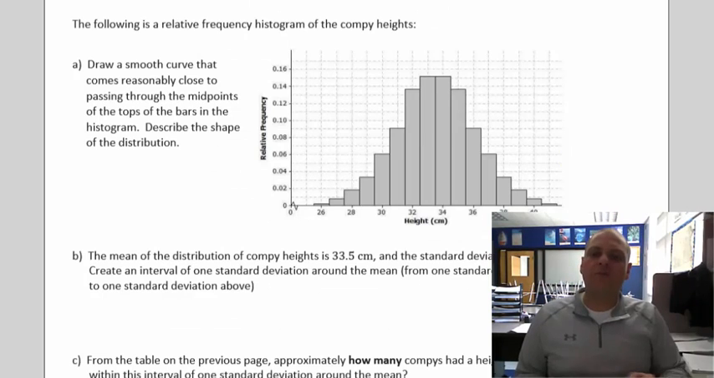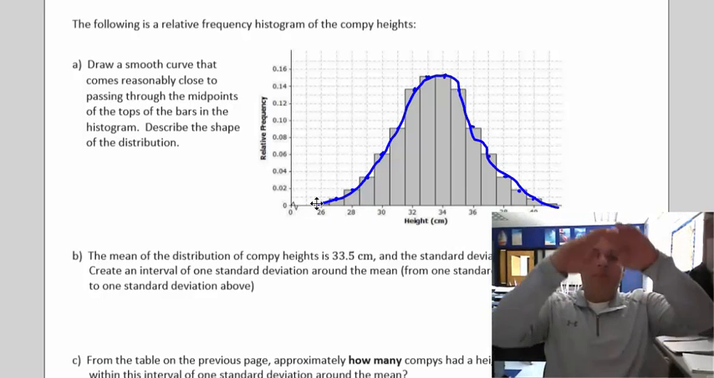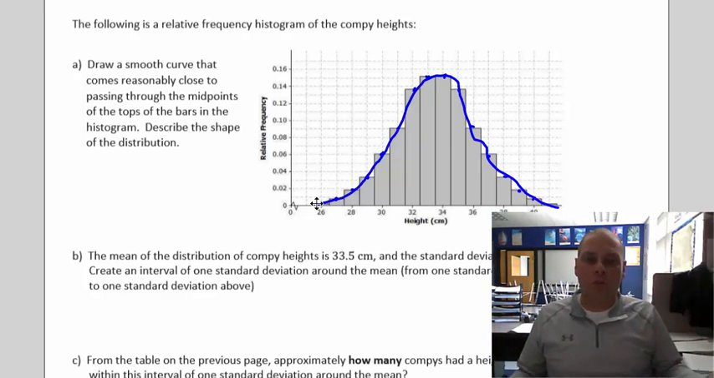So first of all, draw a smooth curve that comes reasonably close to passing through the midpoints of the tops of the bars. So the midpoints of the tops of the bars. See what I'm doing here? And I want to connect those points. Look what happens when we connect the midpoints of the tops of the bars. Oh, that was ugly. Okay. You get that mound-shaped curve. Okay, that is a normal distribution.